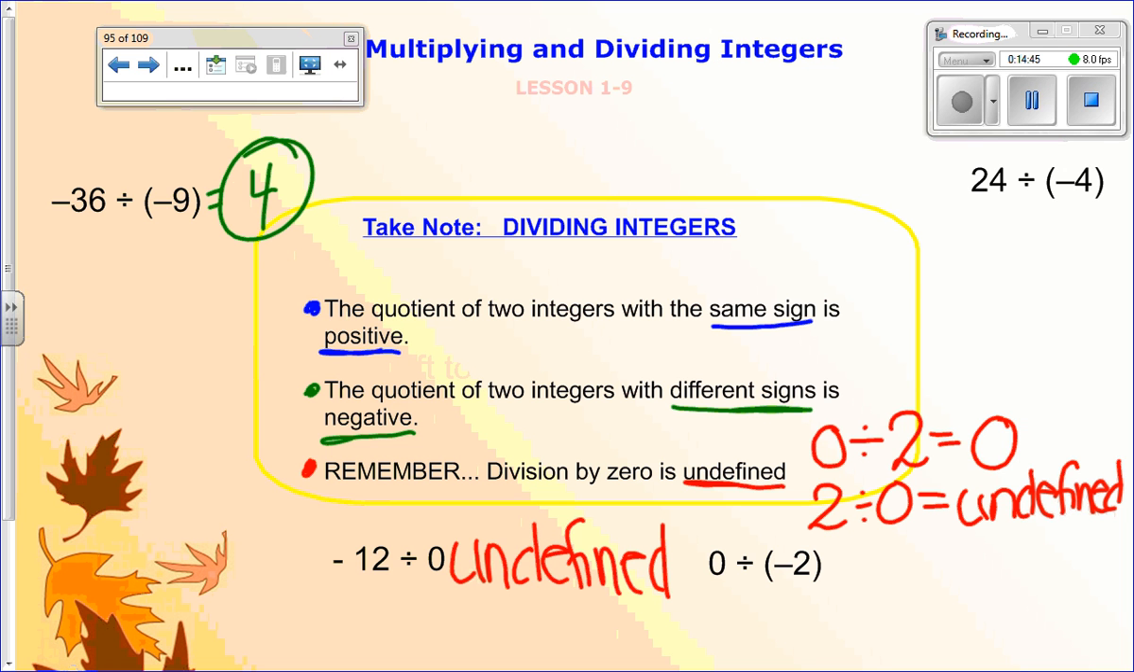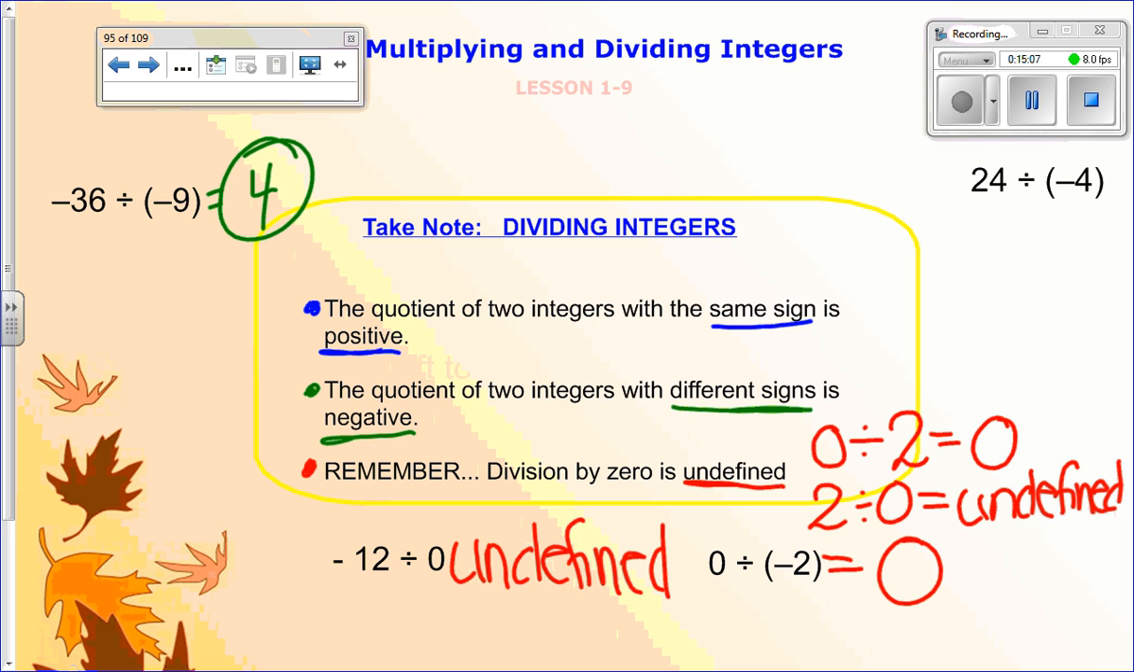Then we have the one next to it, 0 divided by negative 2. Well, that is just 0. And again, your answer of 0 is neither positive or negative. So it doesn't matter that 2 is negative. 0 is just 0.